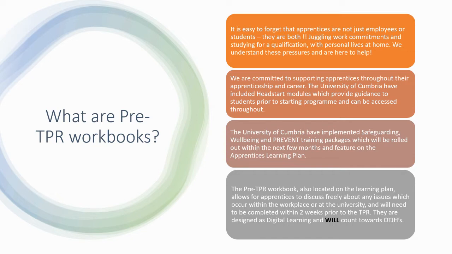This could be perhaps an undiagnosed learning difference, struggles with time management due to family commitments. It could be a well-being issue or academic issues such as struggling with referencing or academic writing. These assets are designed as digital learning modules and will require the apprentice to complete them at least 2 weeks prior to the TPR, and they will count towards their off-the-job learning hours.